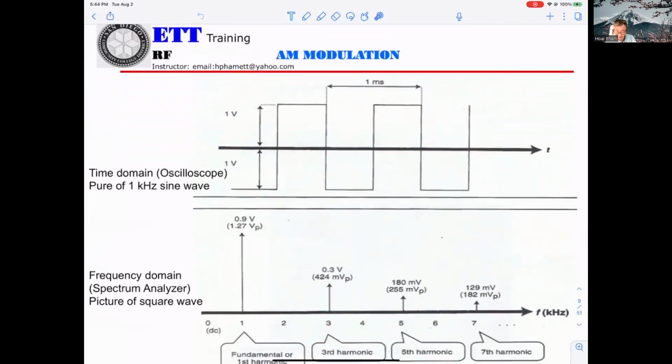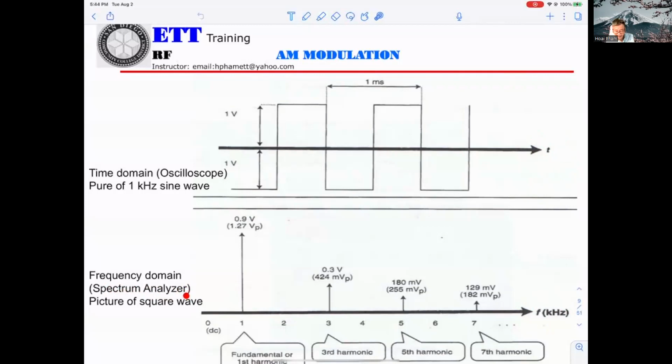And now you can see they get a square wave, 2 volts peak to peak. This is the display on an oscilloscope. That will be T, that means the time domain. And also the same signal will be displayed in the frequency domain. You can see this will be F in kilohertz. That's what we're using the spectrum analyzer for.